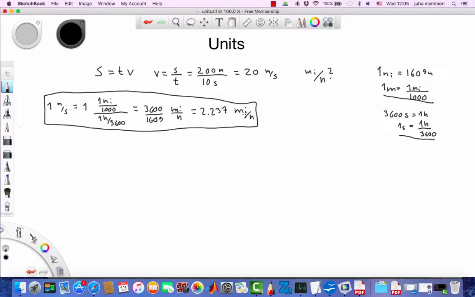And if you want to go the other way around, we can just divide 2.237 to the other side, and we get 1 mile per hour is the same as 0.447 meters per second.